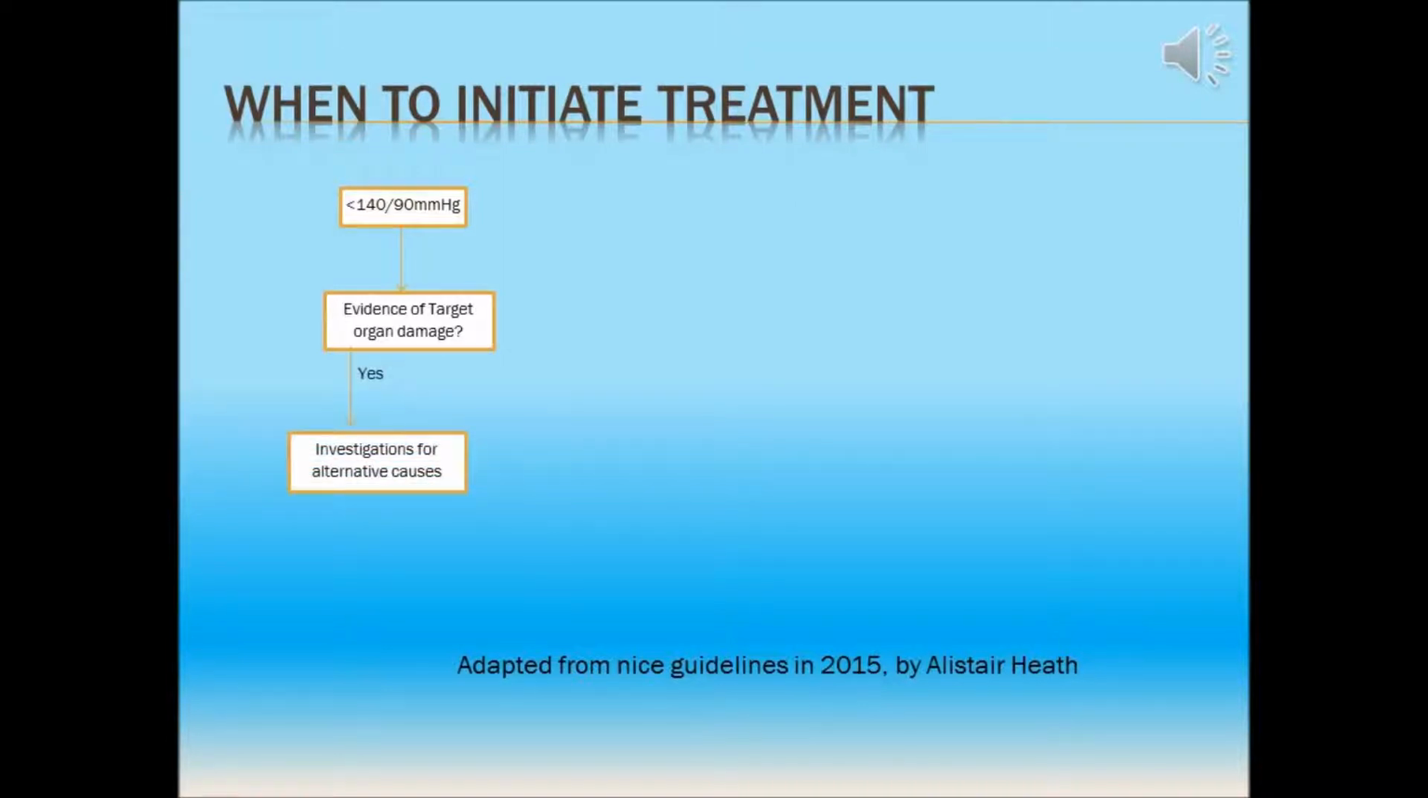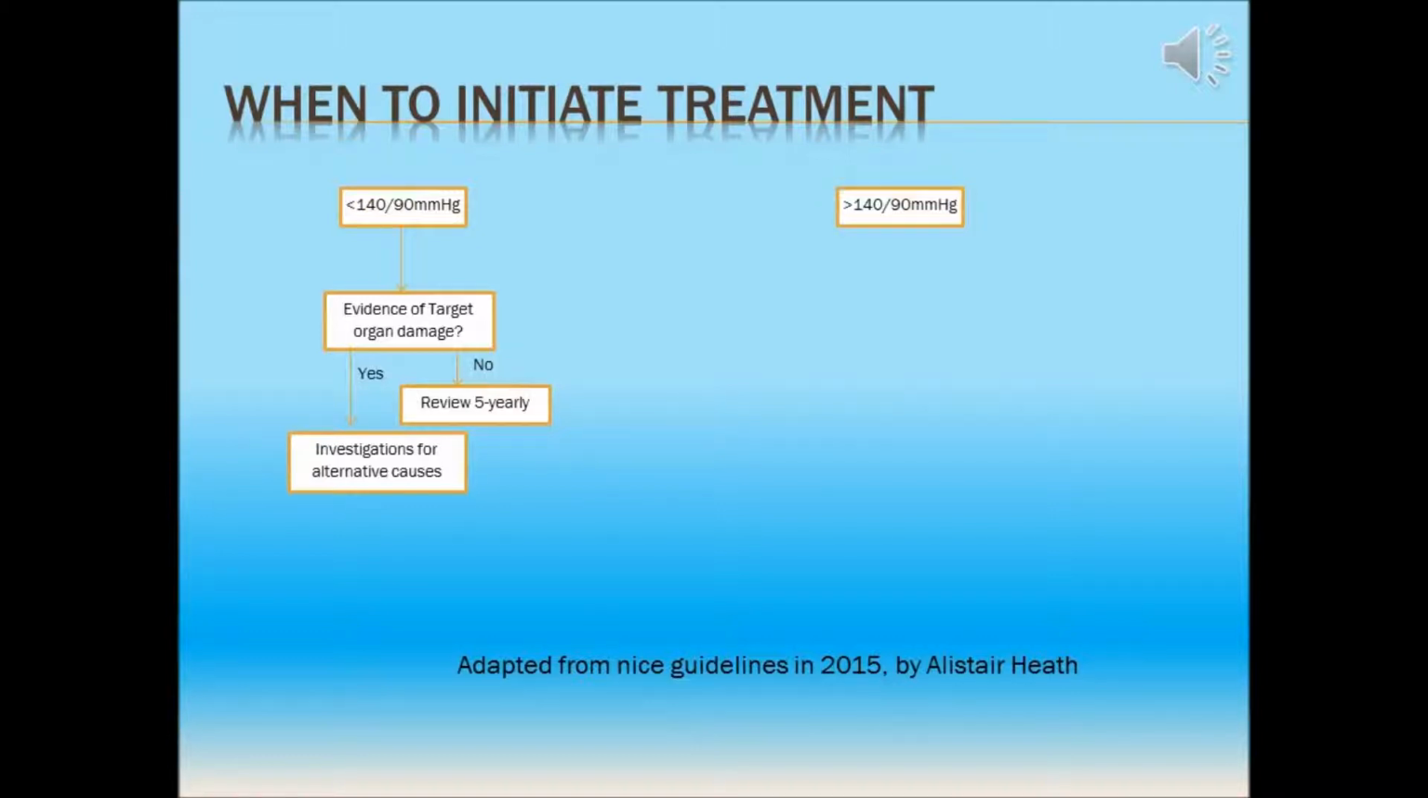If you do find some target organ damage, you need to investigate these patients with a bit more scrutiny to check for alternative causes. If there are no signs of target organ damage, then you've got a patient with low blood pressure and they don't need any treatment in the near future. You can review these patients every 5 years.